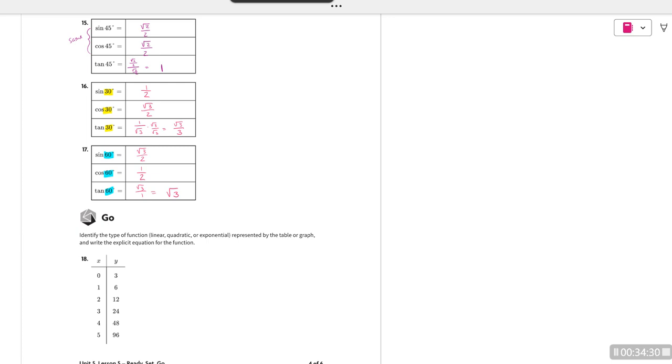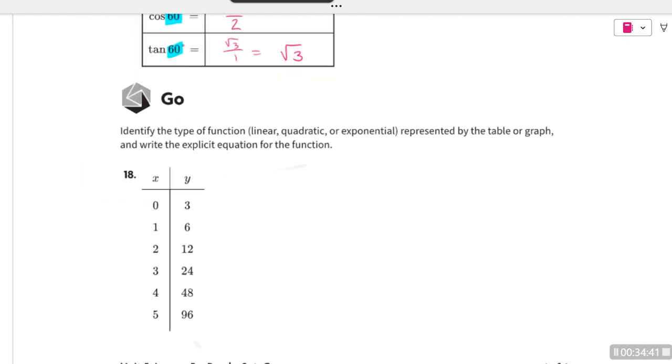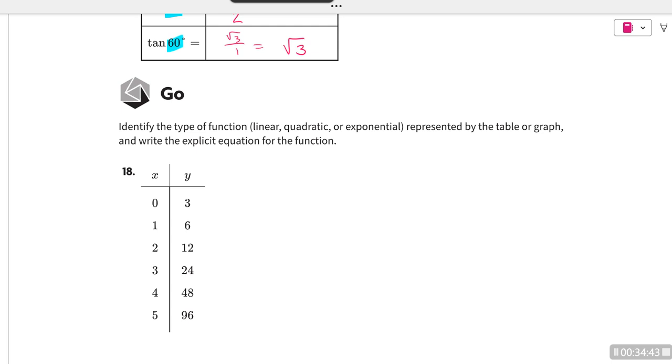Go says, identify the type of function, linear, quadratic, or exponential, represented by the table or graph, and write the explicit equation for the function. So let's look at 18. Let's see if we can find a pattern. Let's check for linear first. Right here, our difference is we're adding 3. Right here, we're adding 6. So not linear, we can see that.